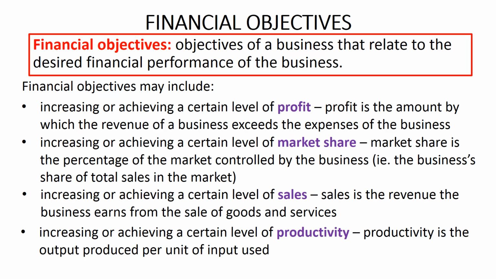The final specific financial objective that we need to be aware of is the objective of increasing or achieving a certain level of productivity. Productivity is the output produced per unit of input used. The more output that a business can produce using the same quantity of inputs, such as labour, raw materials, and so on, the more productive the business is. Again, make sure that you include that definition in your summary table.